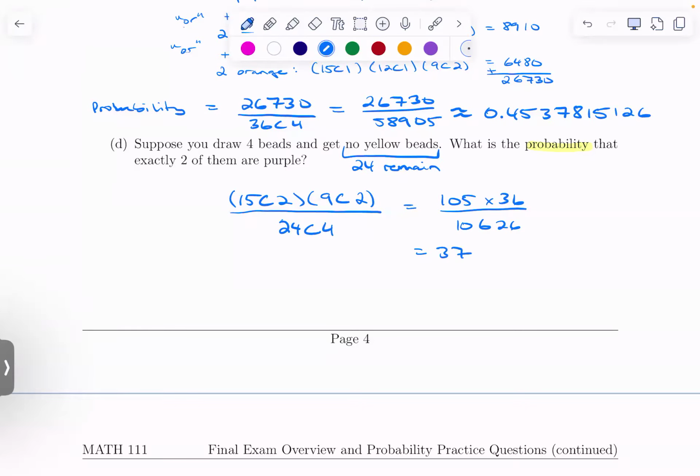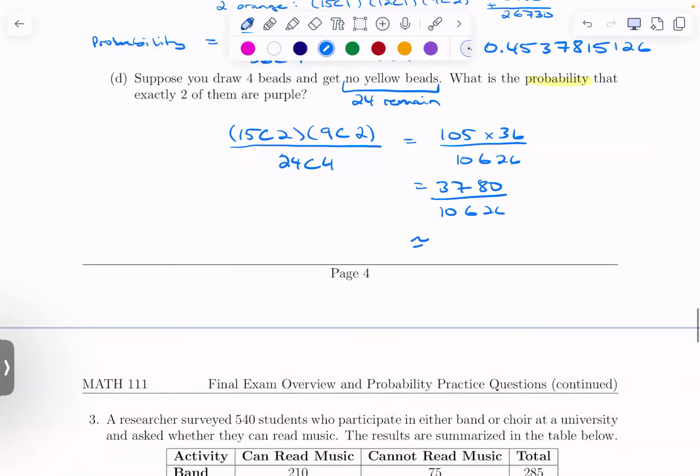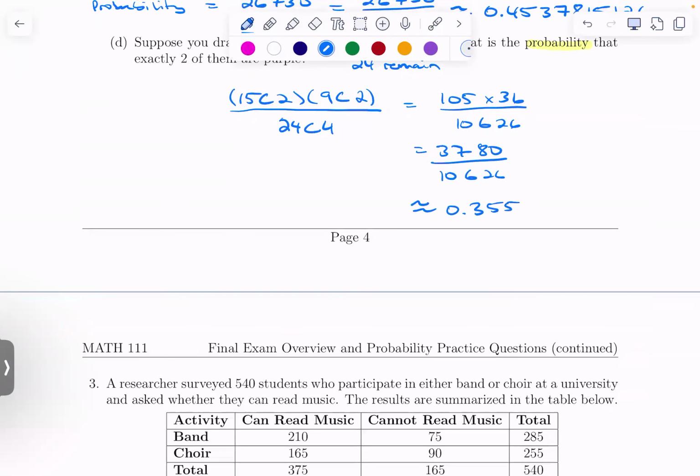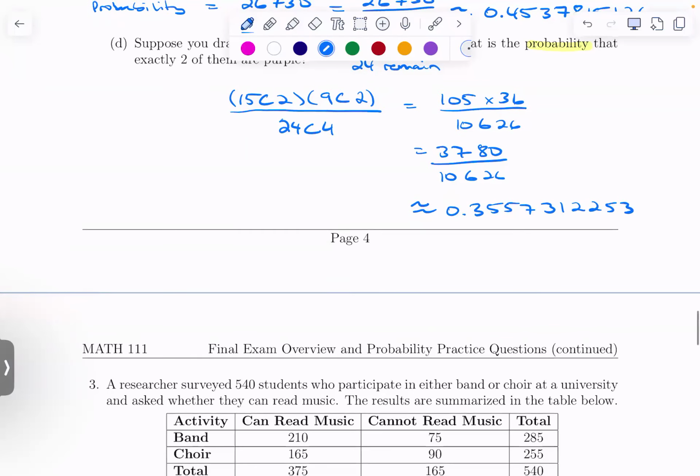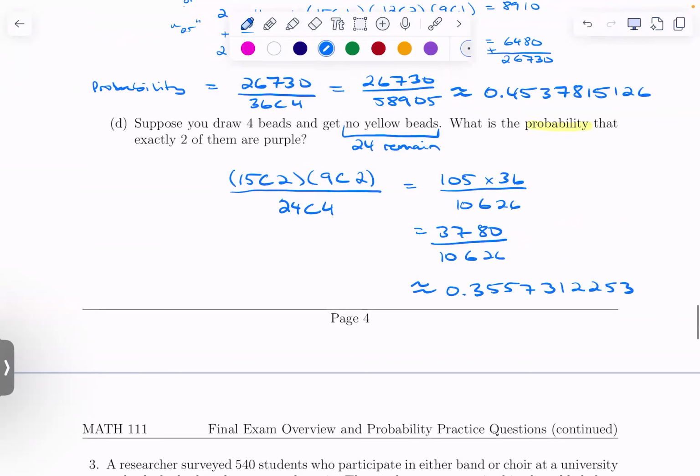As a fraction, 3,780 divided by 10,626. As a decimal, so you can make sure it's between 0 and 1, 0.35573122253. Nice. Also, how am I doing? Okay.